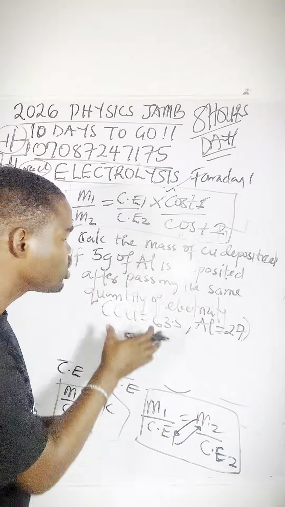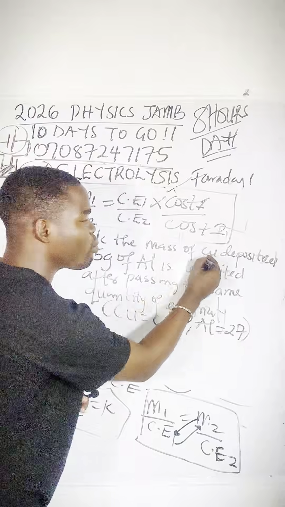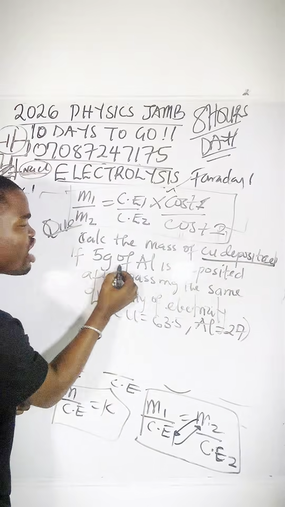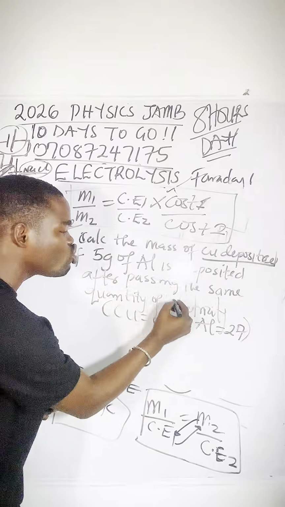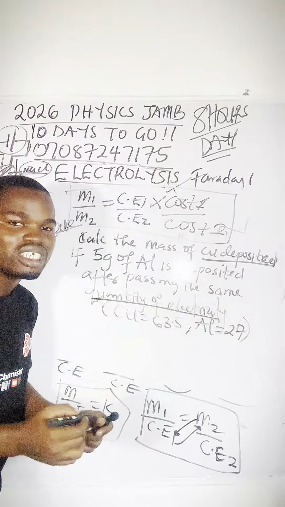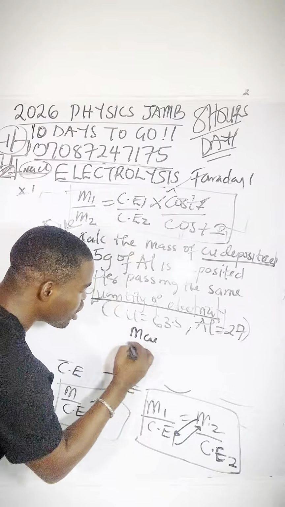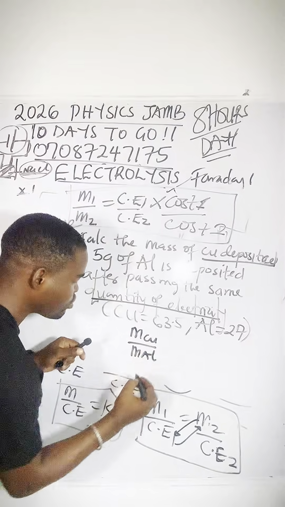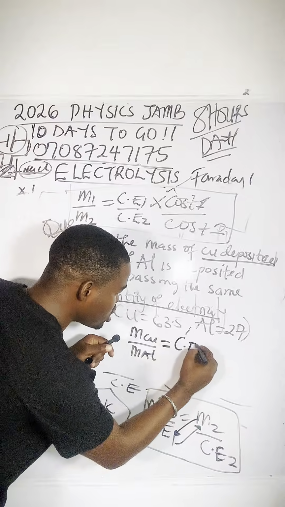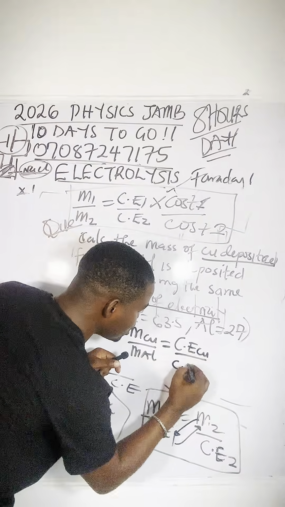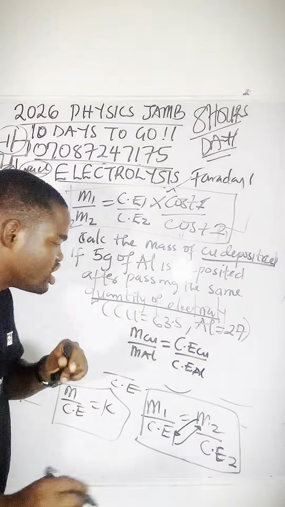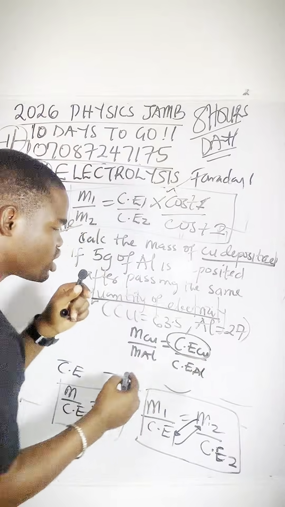But I will express the question. Calculate the mass of copper that is deposited if 5 grams of aluminum is deposited after passing the same quantity of electricity. You already know that this is second law. What do you need to use? Mass of copper over mass of aluminum equals the CE of copper over CE of aluminum. Very easy.